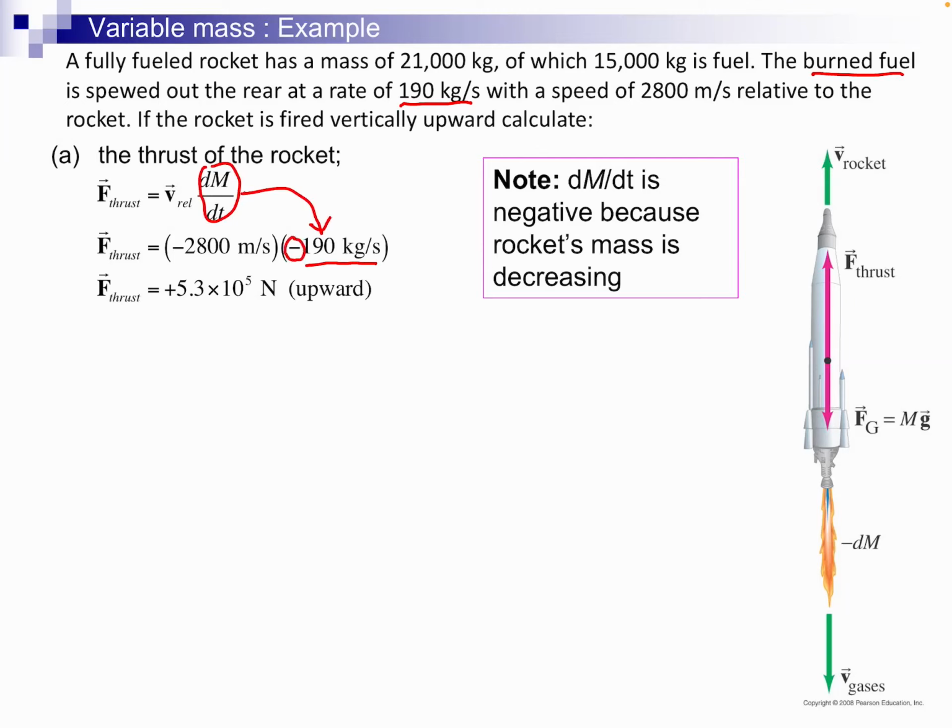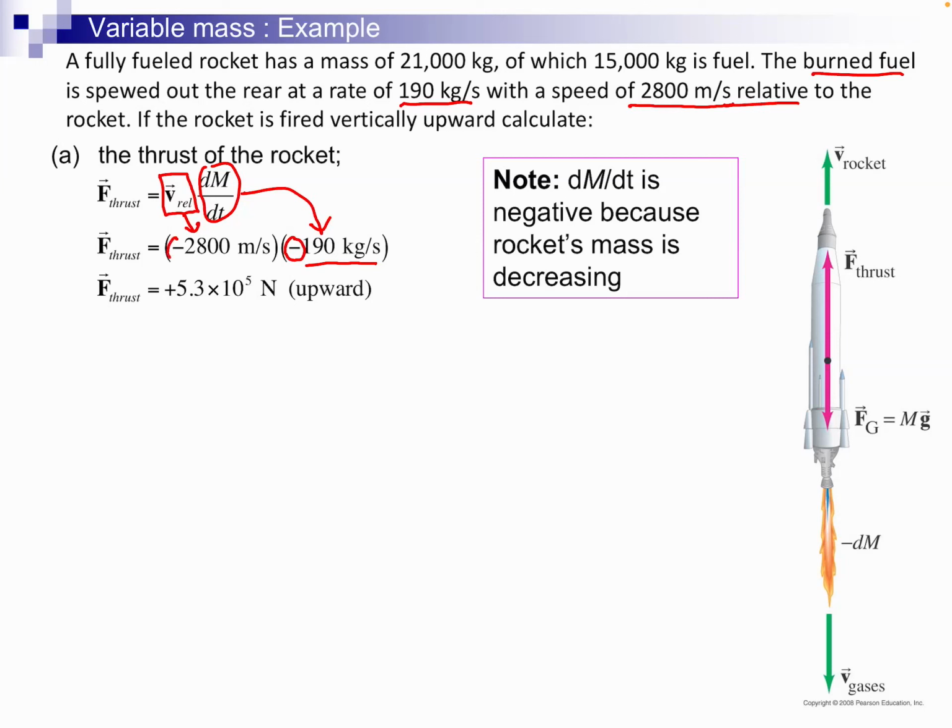It has to be negative because as you burn the fuel, you're decreasing the mass, and so dm over dt needs to be negative. Then v_rel, this is the relative velocity of the gases in relation to the rocket. The problem says that the burnt fuel is spewed out the rear with a speed of 2,800 meters per second relative to the rocket. So the relative velocity is therefore 2,800 meters per second.